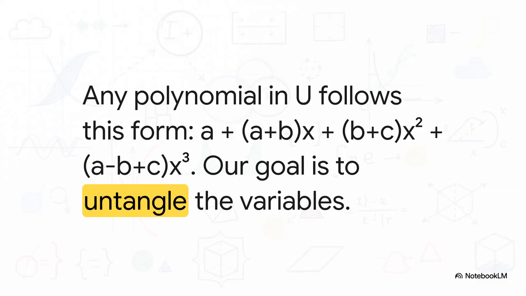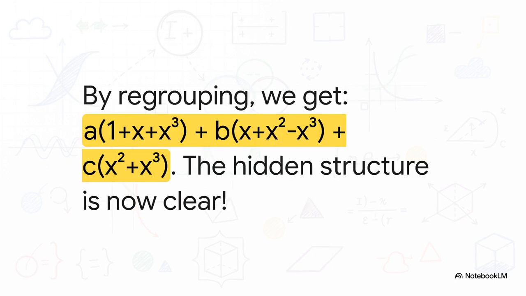Okay, let's start with the general formula for any polynomial in U. Right now, it's a bit of a mess with all those A's, B's, and C's mixed together. Our goal here is to untangle them. Let's see if we can separate them out and see what each parameter is really doing. And there we go. See what we did? It's just a little bit of algebraic shuffling. We've pulled out all the A terms together, all the B terms, and all the C terms. And just like that, the hidden structure pops right out.